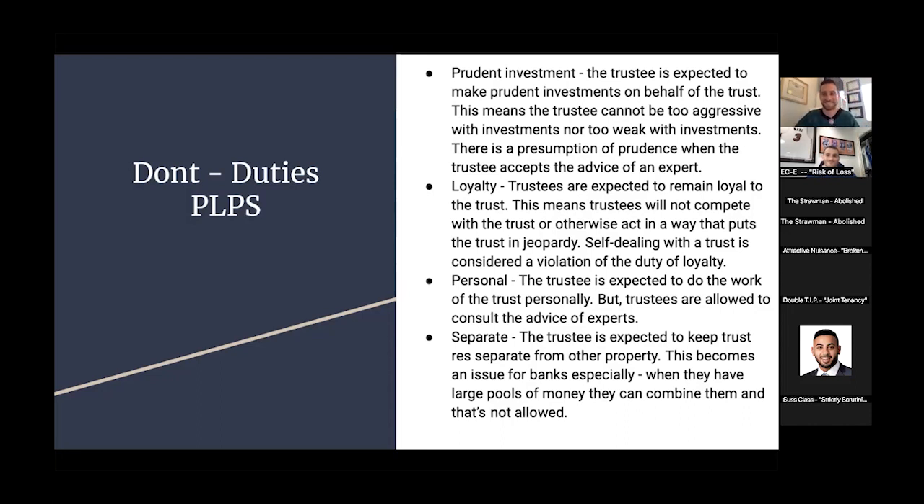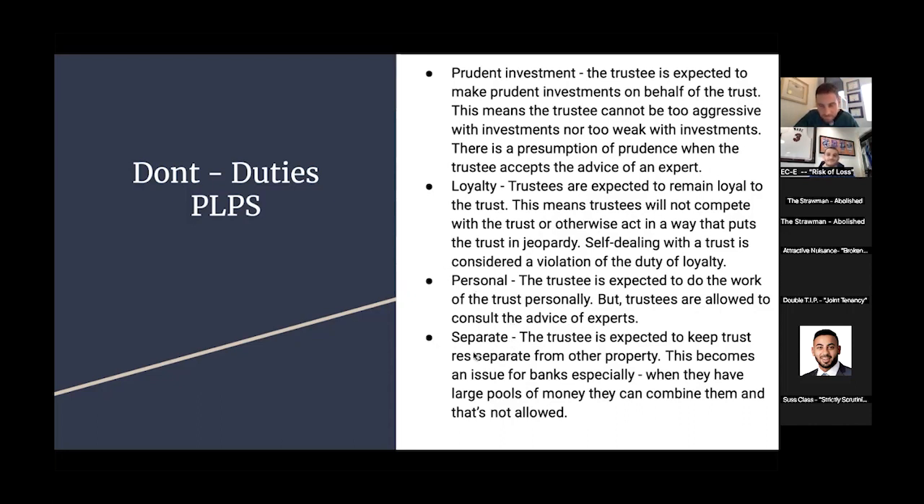You just have to do the work of the trust personally. You can't just be like, "Oh, I'm not dealing with this. I'm the trustee, but someone else is going to do it entirely." But you're allowed to consult an expert. So that's pretty easy.